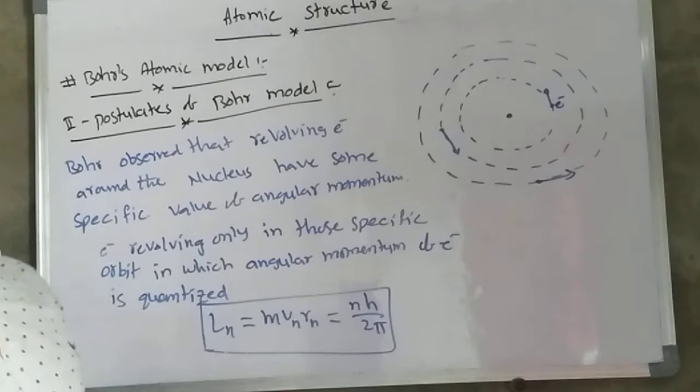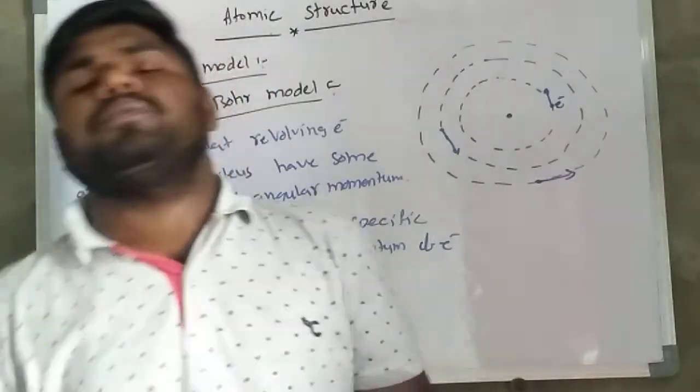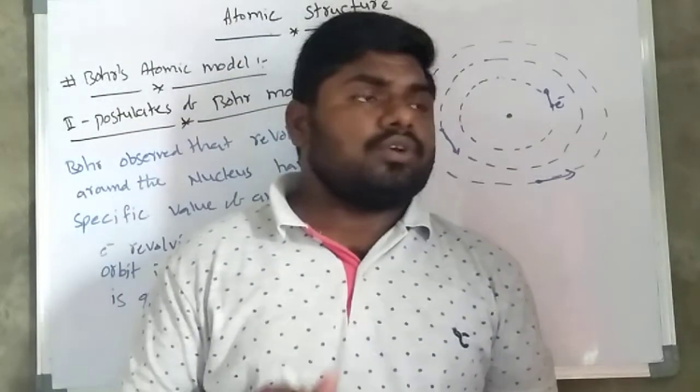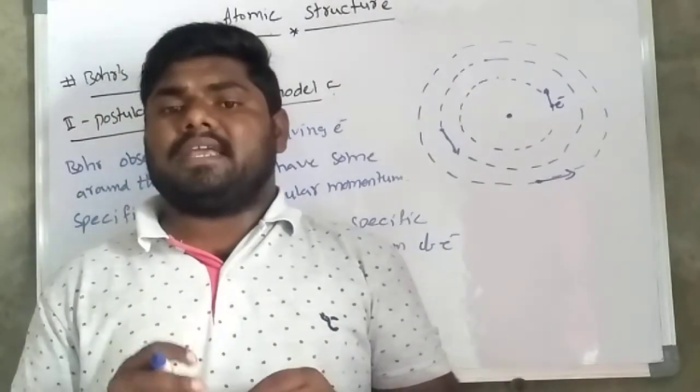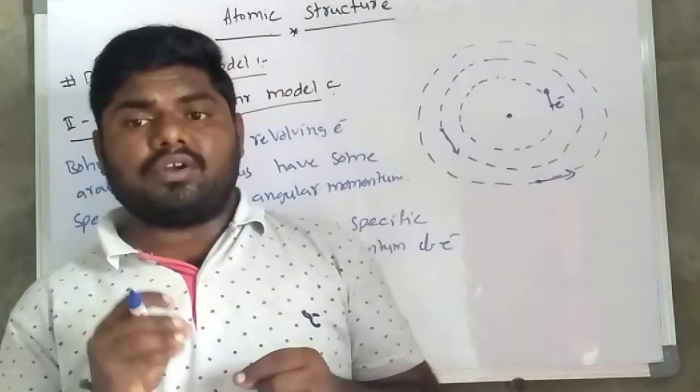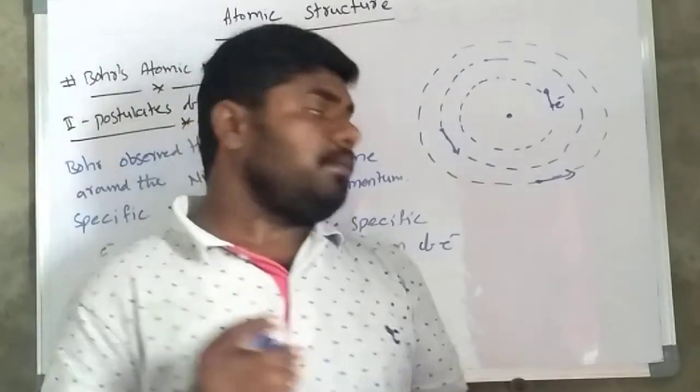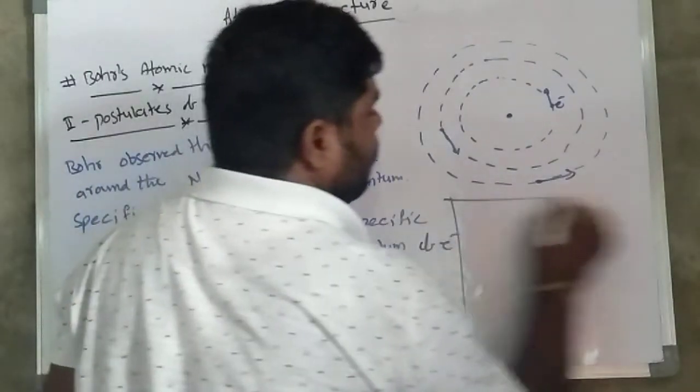Based on these two postulates, a very important note point is that a stable orbit around the nucleus is a stable orbit.